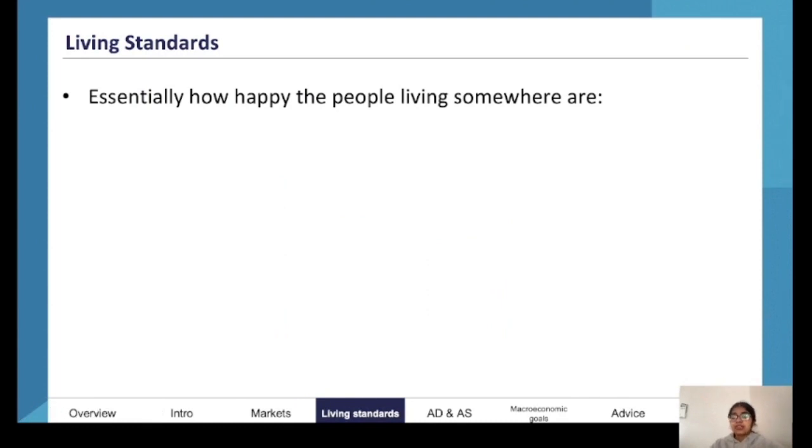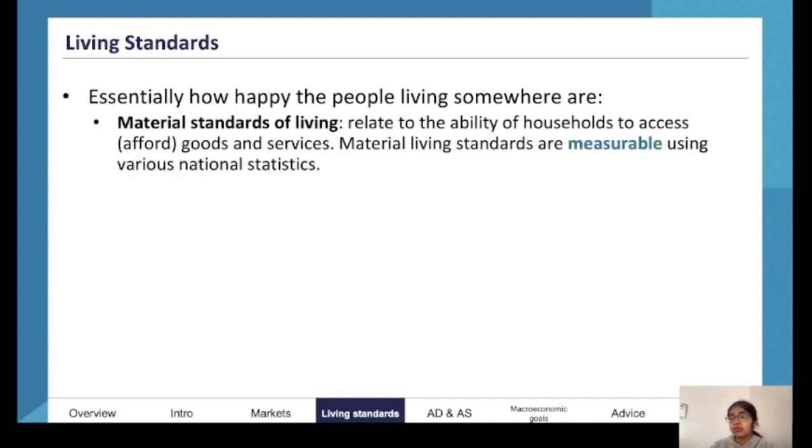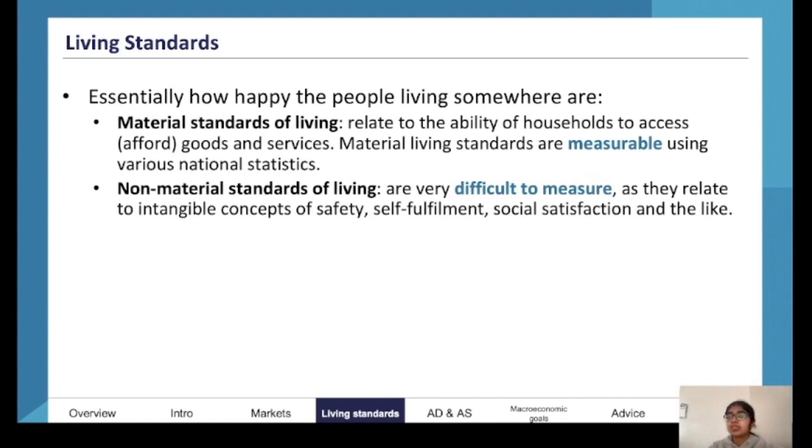Okay, so living standards. This is a very, very important concept of 3-4 economics. So living standards is about how happy the people living in a certain economy are. So there's two types of living standards. So there's material, which, as the name suggests, these living standards are material, meaning that there's something that you can measure. So it's like access to goods and services, and they can be measured using stats such as GDP per capita, so on like that. But the way that you define material living standards is the ability of households or individuals to access goods and services.